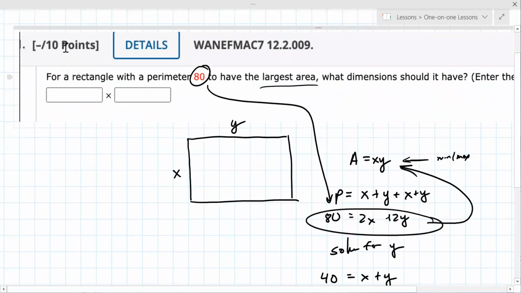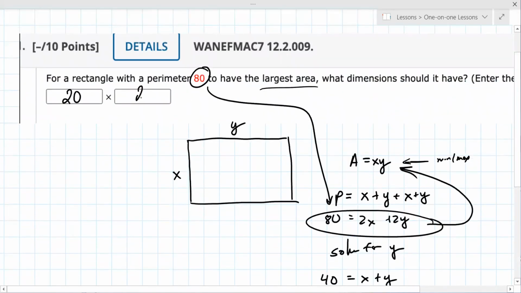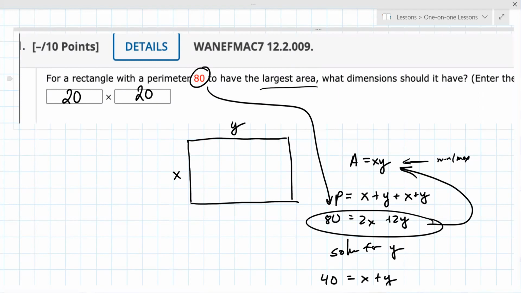Now, the shortcut here is that the largest area is always a quarter of the perimeter if there's no other constraints involved. But if you've got to show work, that would not be a good thing to do here.